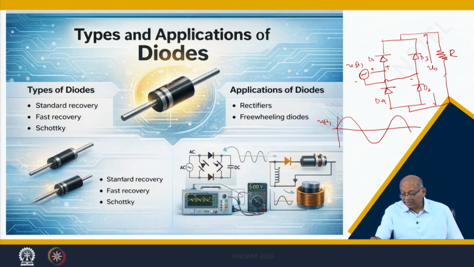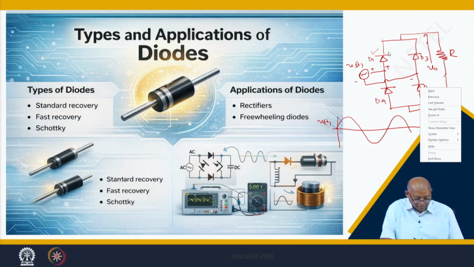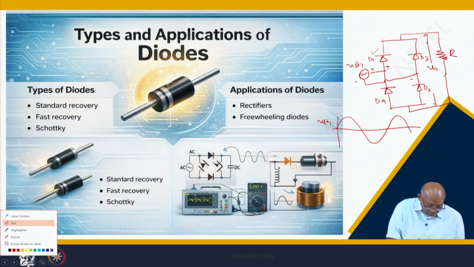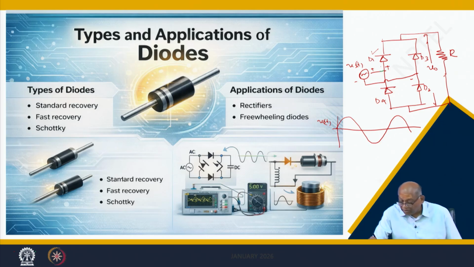So, in the positive half cycle, this is positive, this is negative. So, this diode will conduct, also this diode will conduct, because this will be the path. In the positive half cycle, this will be the path, because this will be positive. So, this path is the positive half cycle, and voltage will be these two. So, this one is the positive half cycle voltage in the output.